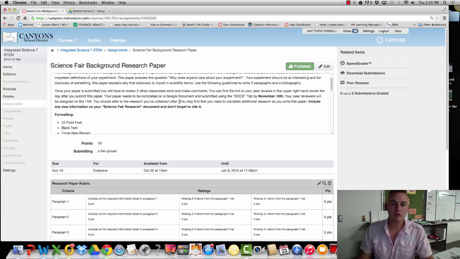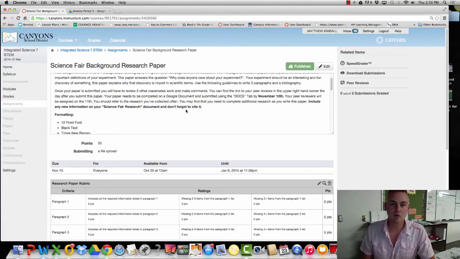So what you're going to want to do is take notes on a separate piece of paper about what you're reading. And hopefully with Mrs. Dodds, you're reading all of this research and you've already begun to summarize some of that. You may find that you need to complete additional research as you go along. Please include any new information in your science fair research document. And don't forget to cite it.